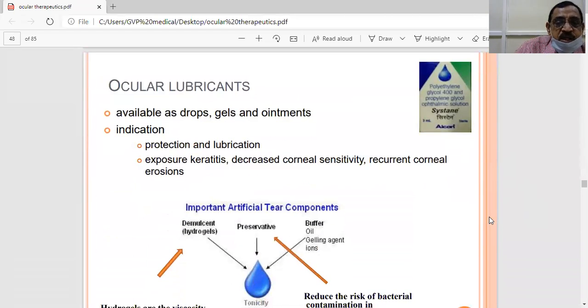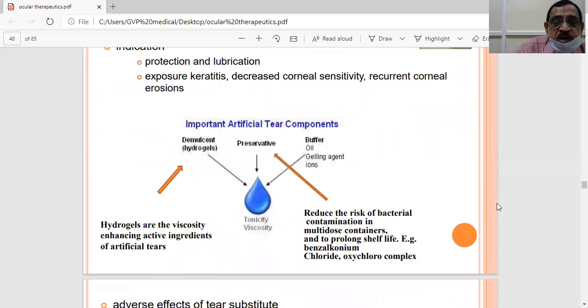Ocular lubricants are available as drops, gels, and ointments. The indication is protection and lubrication of the cornea and surrounding structures. They are used in exposure keratitis, lid retraction, or Bell's palsy, decreased corneal sensitivity in case of leprosy, and recurrent corneal erosions. In all these cases we use ocular lubricants.